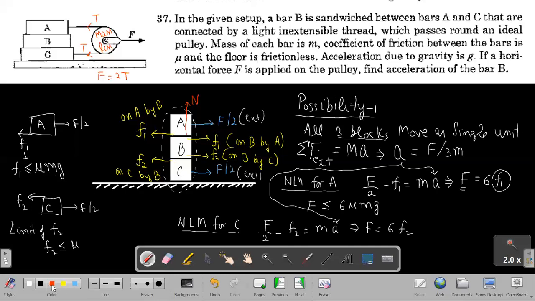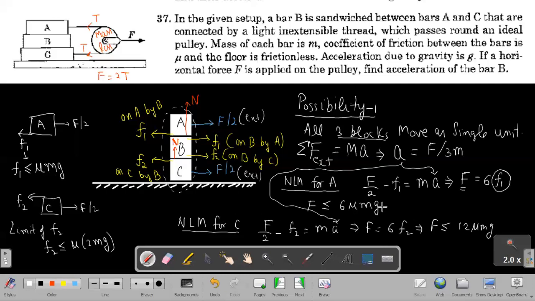And now for this F2, we have to consider the normal reaction force between block B and block C. With a sensible observation, you can find out that the normal reaction force between block B and block C will be 2 times mg. Right? So from this step, you get the force F less than or equal to 12 mu mg.